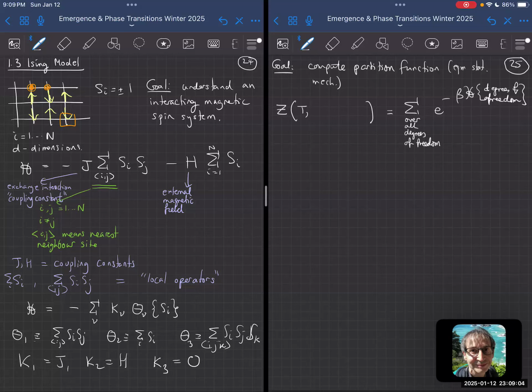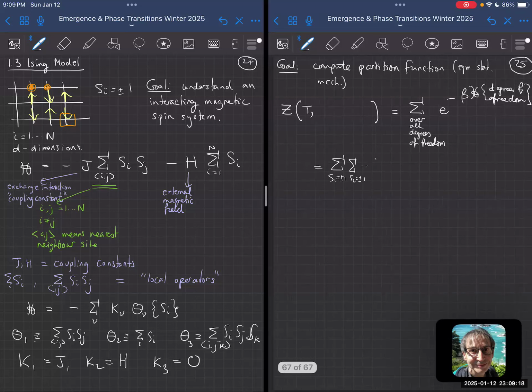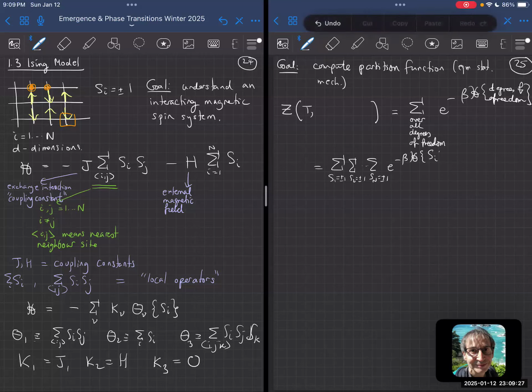Okay, and we know how to do that in this particular case. So in our particular case, it's going to be the sum over S1 is plus or minus 1, the sum over S2 is plus or minus 1, and so on, up to Sn, e to the minus beta times the Hamiltonian, which depends on all the S_i. And how does it depend on all the S_i?